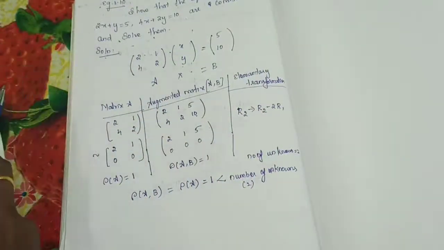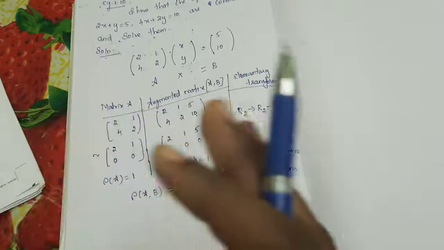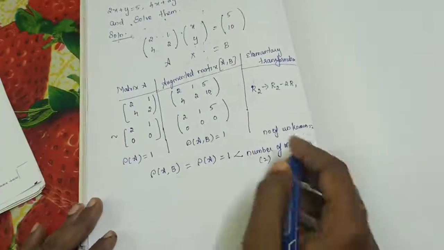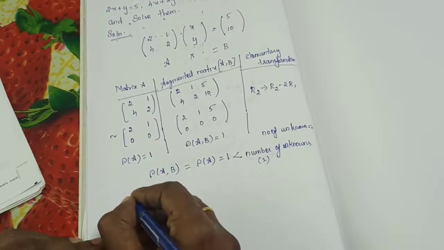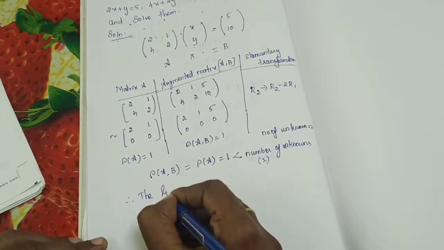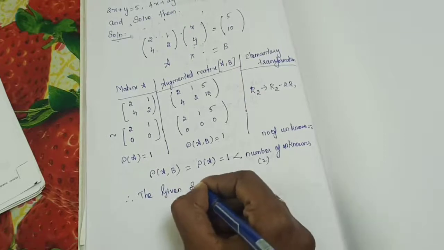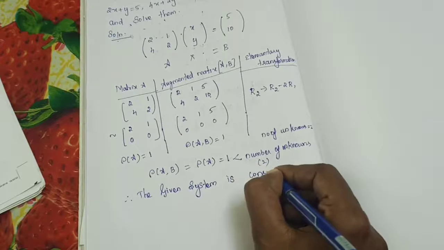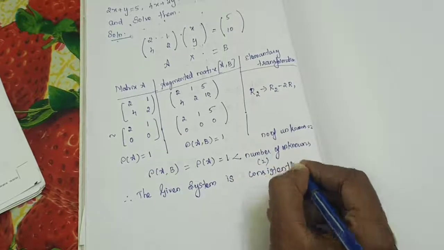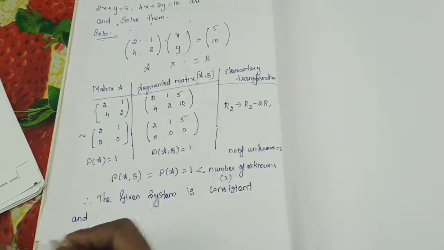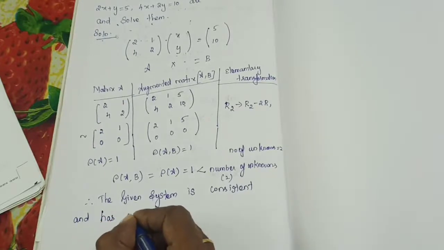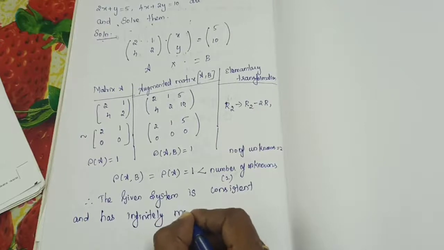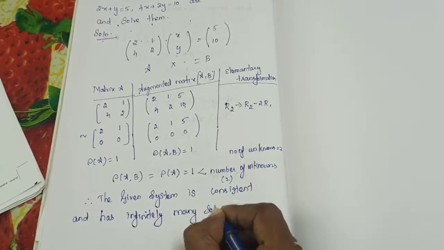So we can't find the solution. We will get more solutions. Never end. Infinitely many solutions. That's the thing. So here, how will we conclude? A given system is consistent and has infinitely many solutions. Students, please listen.